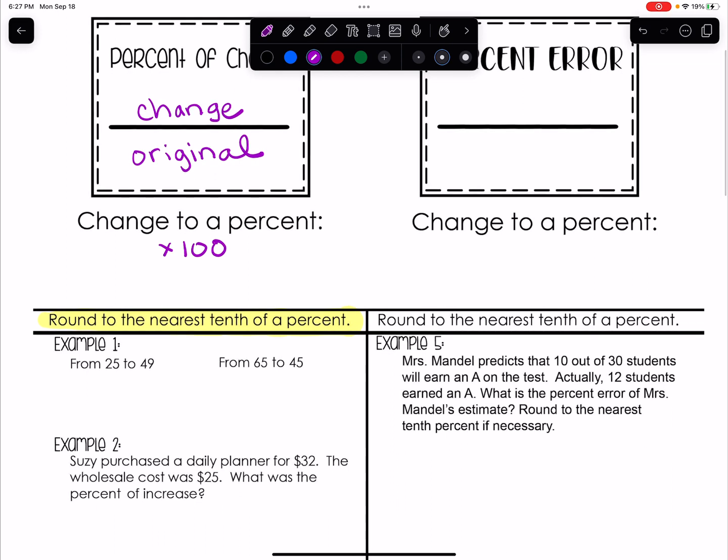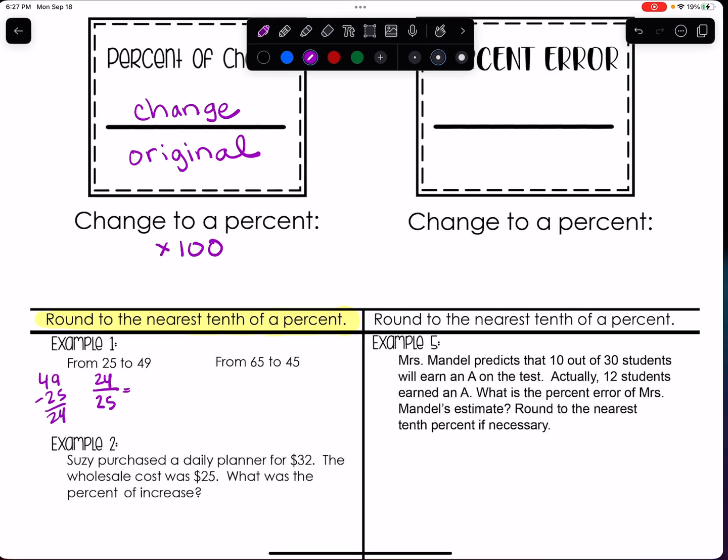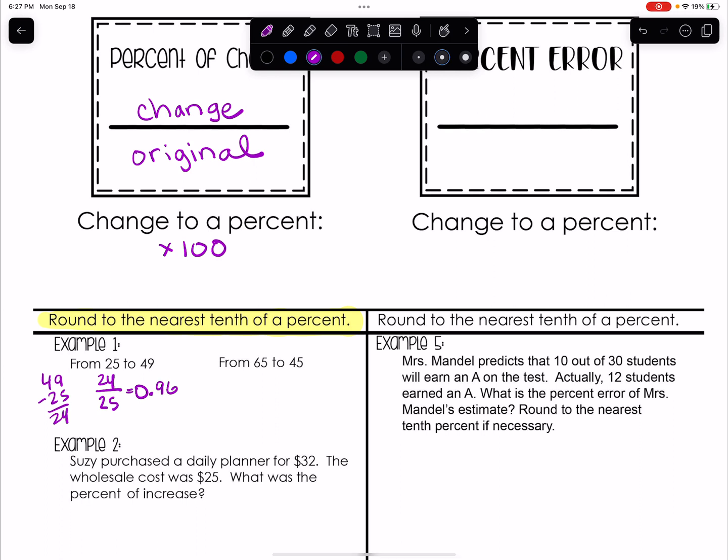We want to know what's the percent of change from 25 to 49. So first I need to subtract these numbers to find how much the number changed. It changed by 24. It went up 24. And then we're going to divide by the original number, which is what the number started at, in this case, 25. Then I can use my calculator. 24 divided by 25 is 0.96. And I want to make that into a percent by multiplying by 100. I'm going to get 96%. And that's it. Let's try the one next to it.